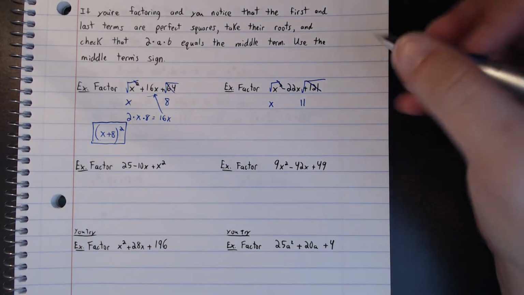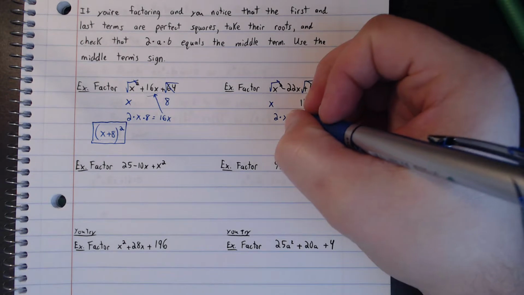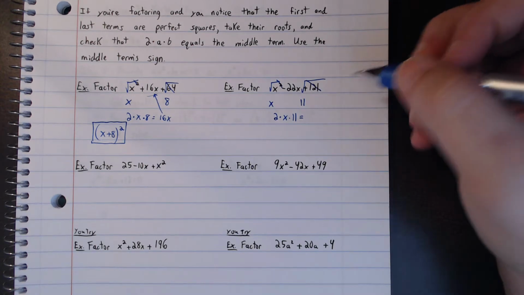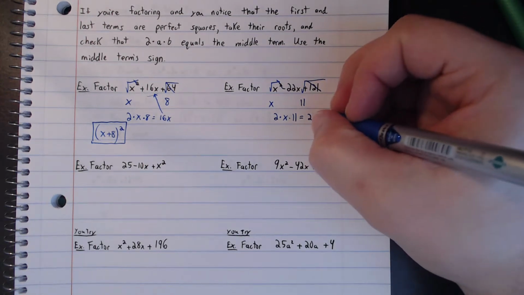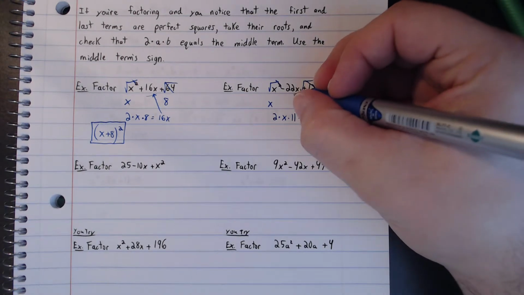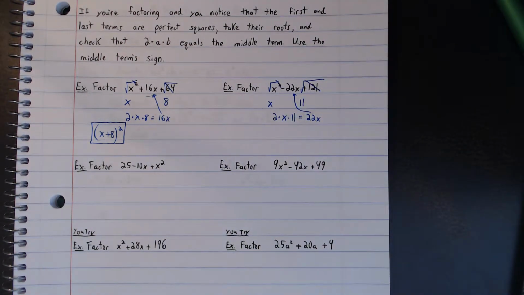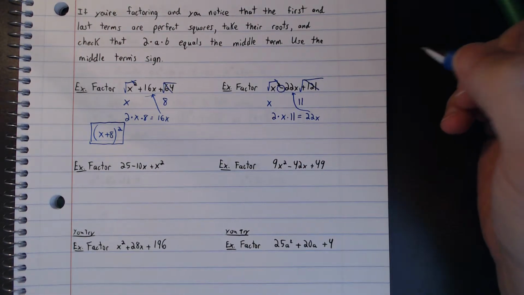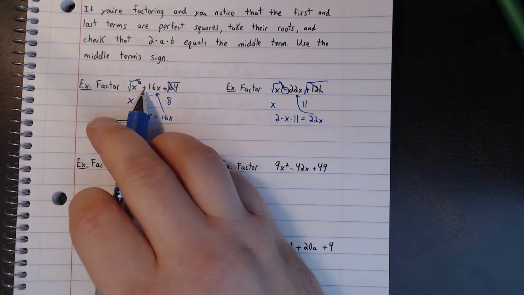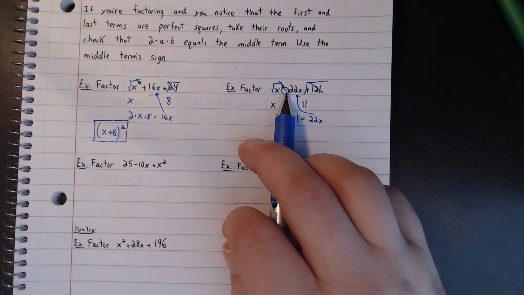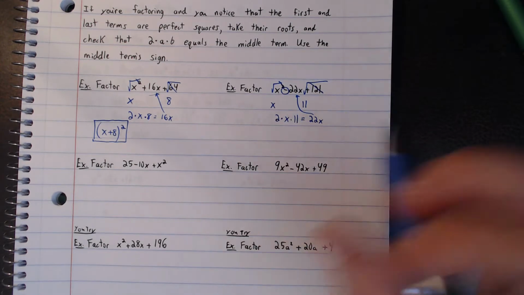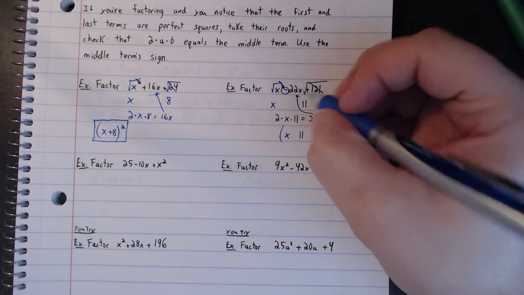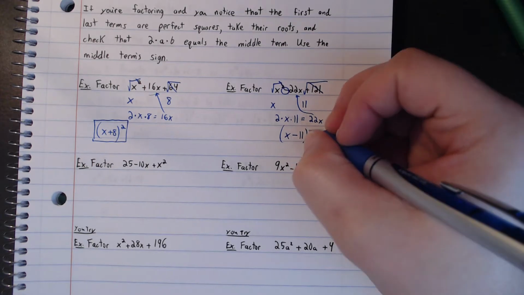What I need to check is that 2 times the a term times the b term does it equal what we get in the middle? 2 times x times 11 is 22x. So does it match? Yes. Now what we're going to do this time is we're going to take the sign that's with it. Before we had a positive, so we kept the sign on the positive. Now we have a middle sign of negative, so we're going to include that as part of our answer. So our final answer, we have x, we have 11, and we want it to be minus in between, and we're going to square it.